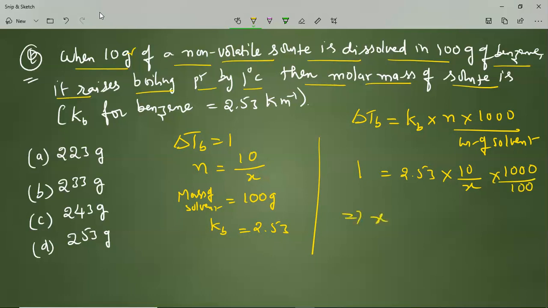Therefore, I got X is equal to, what is the value? Yes, 100 into 2.53 is 253 grams. So 253 grams, option D, is the right answer for this question.